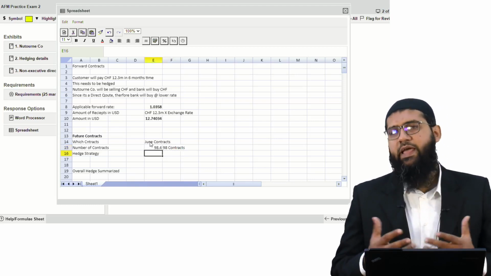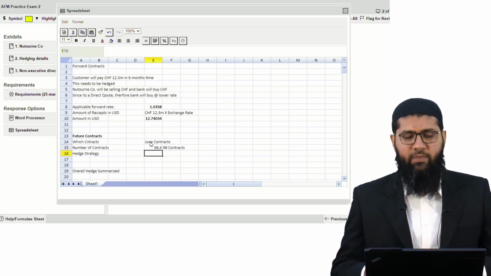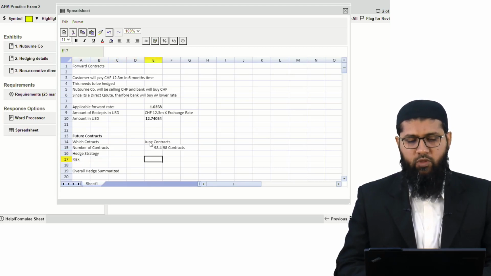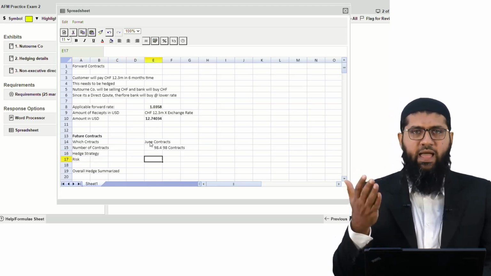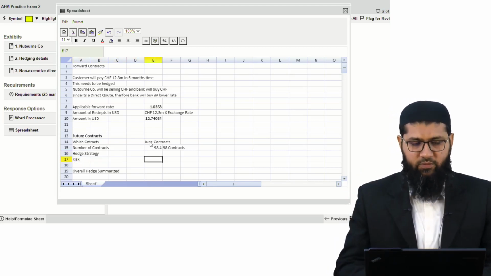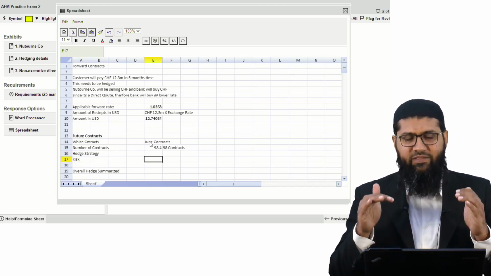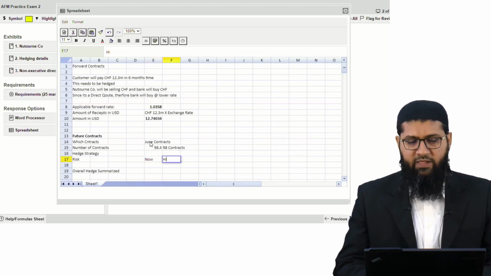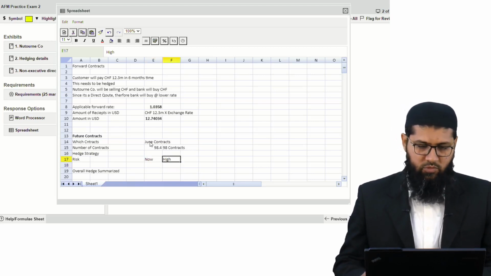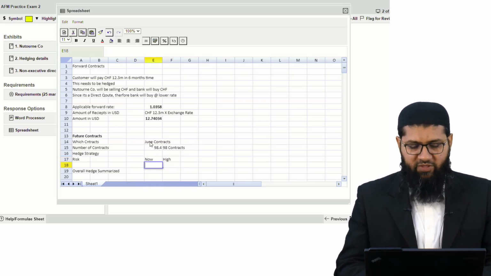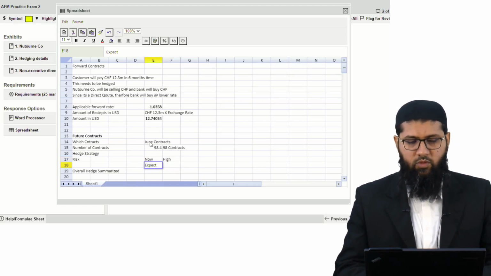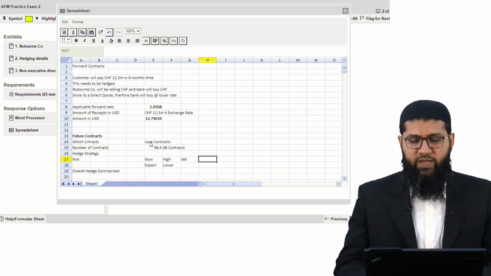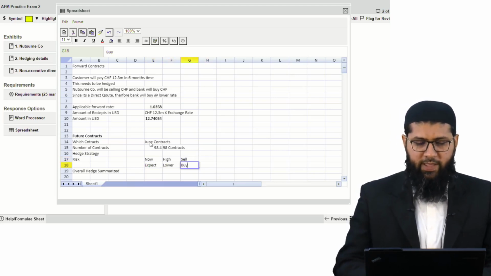The hedge strategy has to be either buy now, sell later, or sell now, buy later. Now let's just think about it. I always ask you, what's your risk? You are expected to have a receipt. You are expecting that the interest rate could go down. So now is a higher rate. The expectation is a lower rate. So again, what you would do is that you would sell and you would buy.